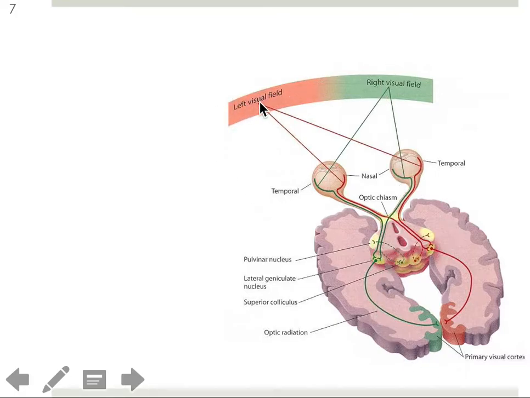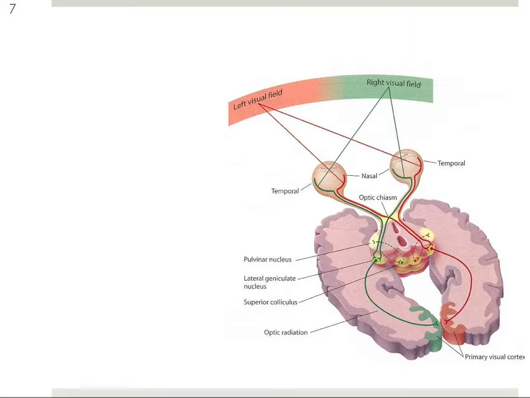Right. So again, left visual field information, after the level of the optic chiasm, goes towards the right primary visual cortex, whereas information from the right visual field ends up in the left visual cortex. So there's this crossover that happens at the level of the brain.